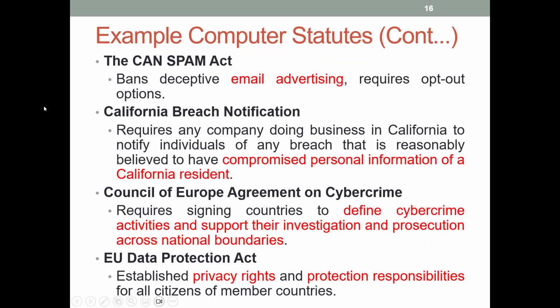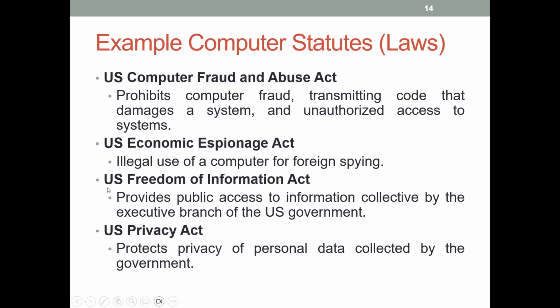A few more, right? CAN-SPAM Act, California Breach Notification, Council of Europe Convention on Cybercrime, EU Data Protection Act, right? These are some of the examples. At least understand these laws, right? Each law is related to computer crime, cybercrime related laws, right? If someone does illegal things related to computers or that technology, then you can file a case through these laws, right?